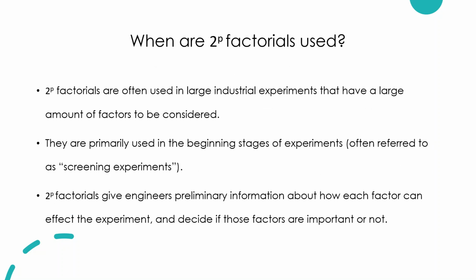2^p factorials are mostly used in very large industrial experiments that have an extreme number of factors that need to be considered, and they're trying to save themselves time and money by getting rid of all the factors that are not going to be useful to them. They're primarily used in the beginning stages to screen out, again, these factors that will or will not be useful. And these 2^p factorials can give a lot of preliminary information about how each factor can affect the experiment.